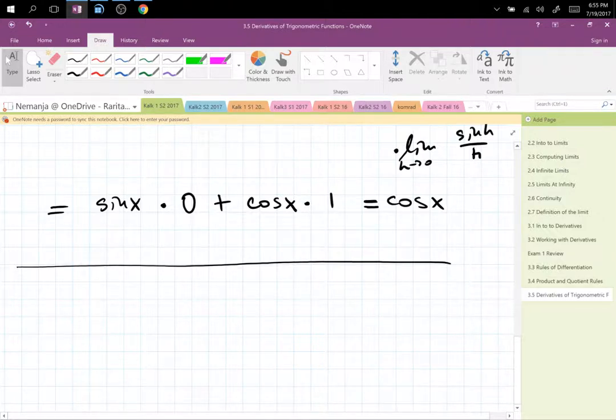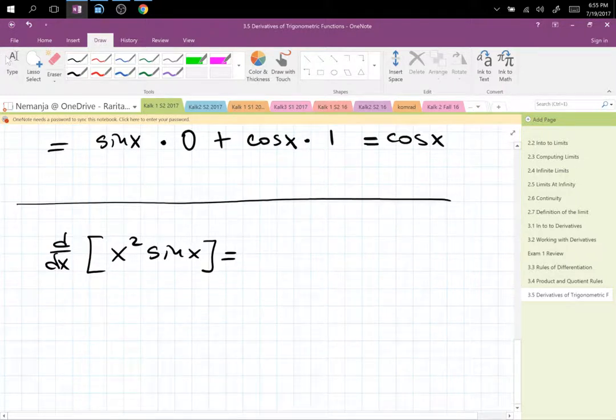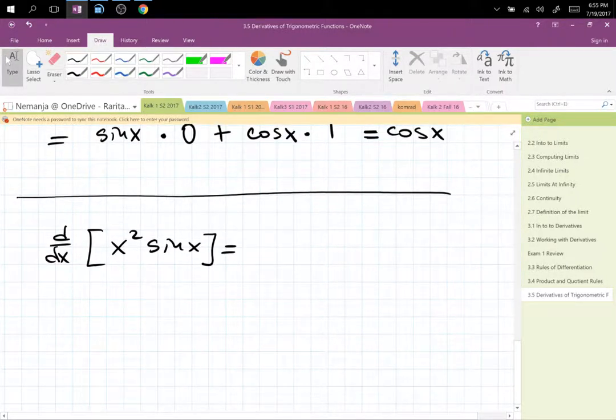Our job here is to take a look at the mechanics of calculating trigonometric derivatives. And mainly we are looking into the product and the quotient rule, because apart from the derivative of secant being secant tangent, there's nothing else you can do there. So we look into x squared sine x as the first example for you to work out. So what do you get?